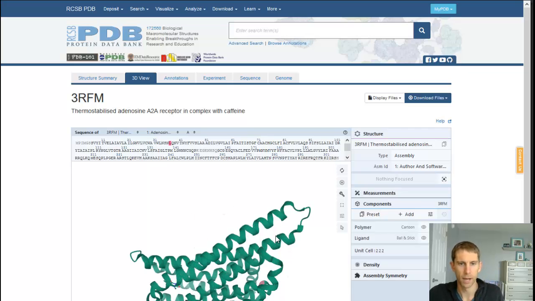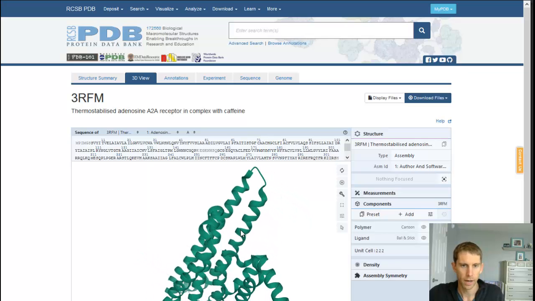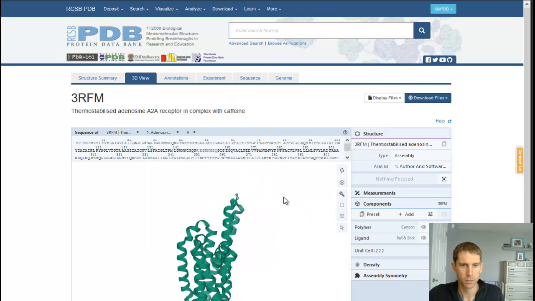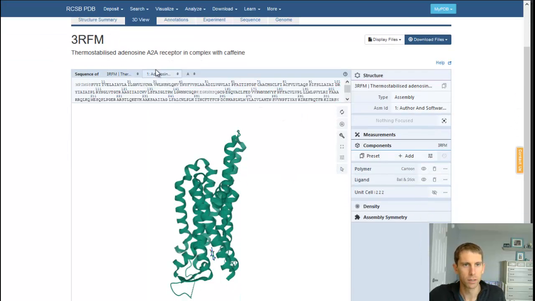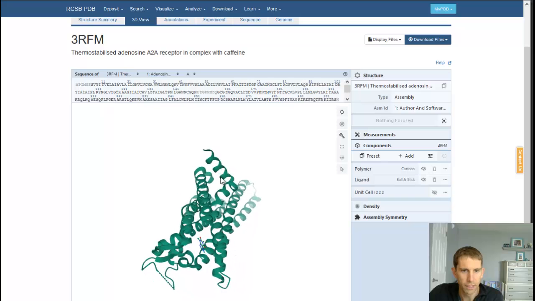Right now it's highlighted within here, which is the protein structure that we're looking at. I can click with the mouse and drag that around a little bit. But first, let's look at the top here. This names the compound. It looks like it is a thermostabilized adenosine A2A receptor complex with caffeine. So we've got caffeine in here.